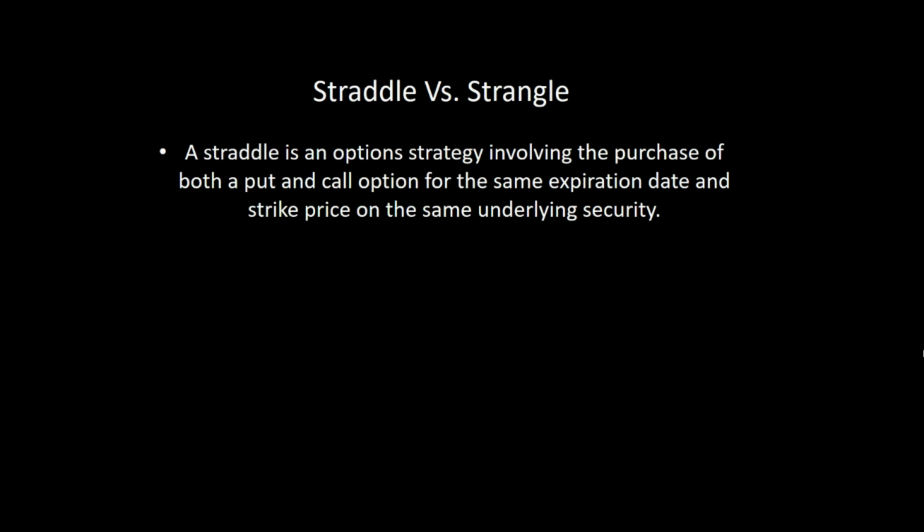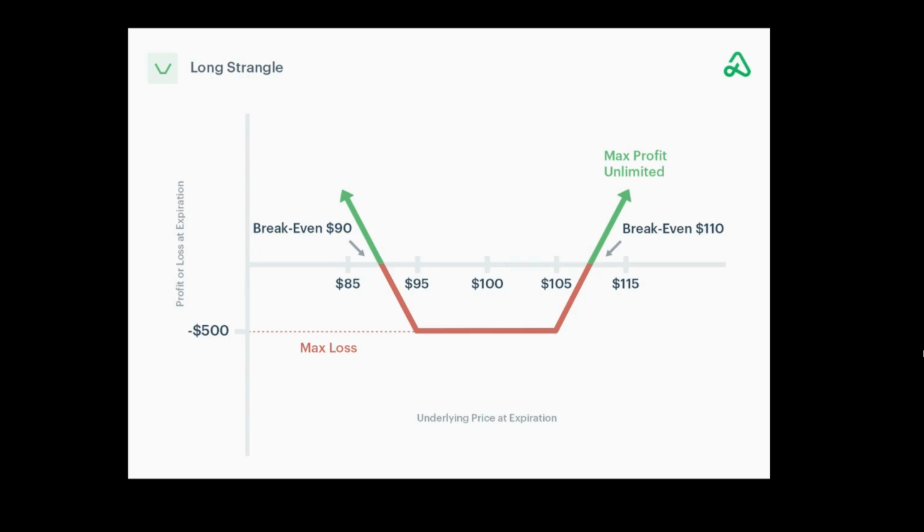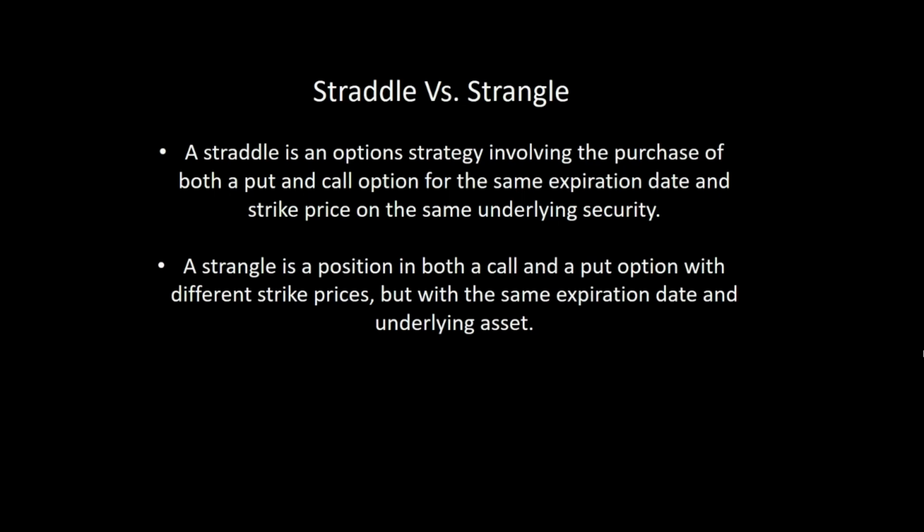Now, a straddle is an option strategy that involves the purchase of both a put and a call for the same expiration date and strike price, right? Versus a strangle. A strangle is a position of both a call and a put with different strike prices, but the same expiration date, and usually around the same cost, the same underlying asset. It's the same cost. That's all that's saying. So let's show you some real life examples and situational analysis of when to use each.